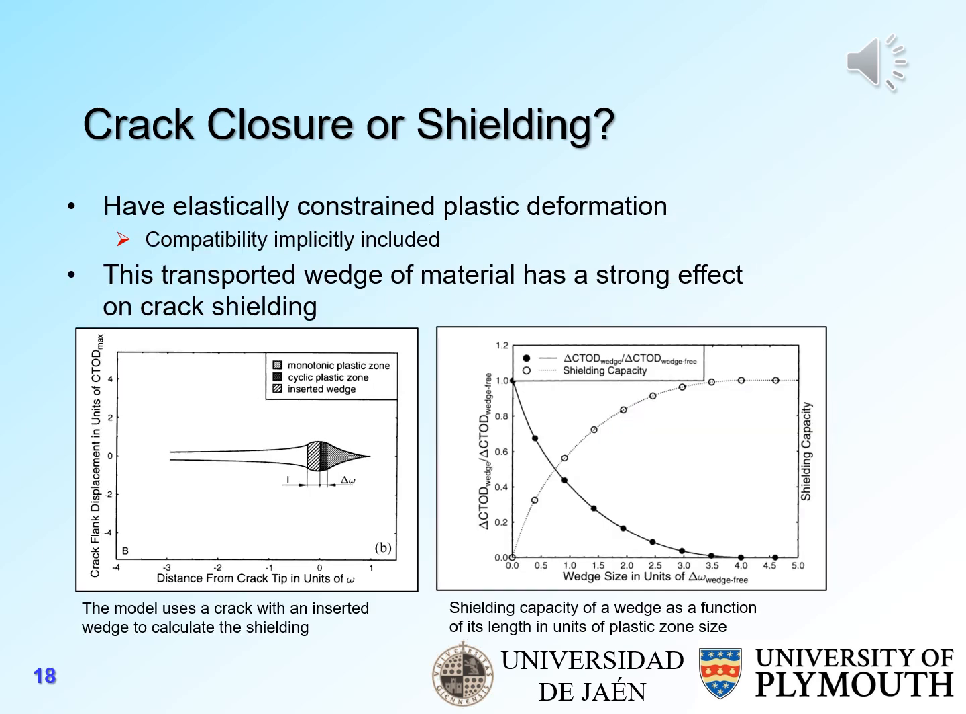Their model considers elastically constrained plastic deformation, and that therefore implicitly considers compatibility. And they show in their model that the transported wedge of material has a very strong effect on crack shielding. So you can see on the left this little wedge, and on the right the shielding capacity is a function of its length in units of the plastic zone size.